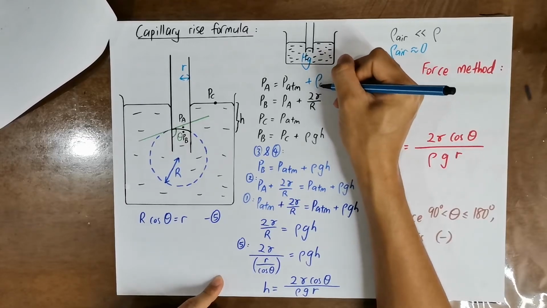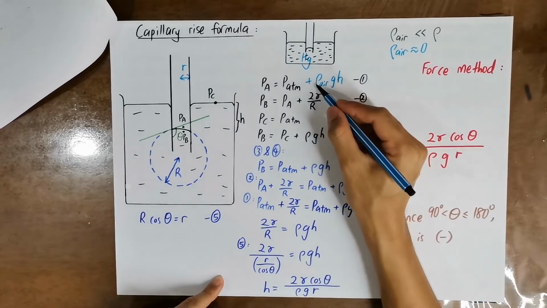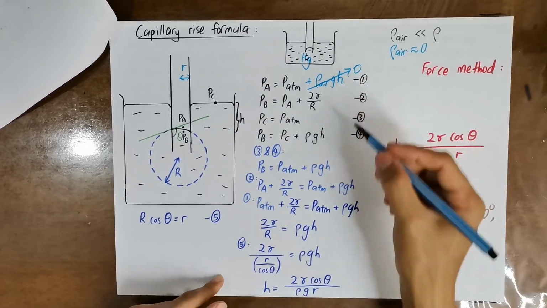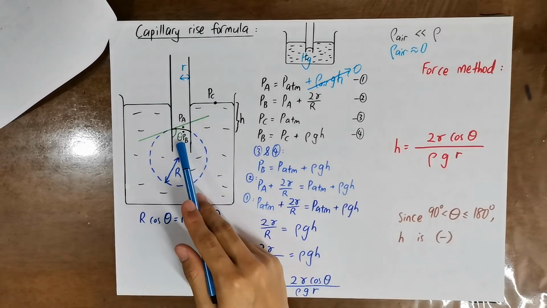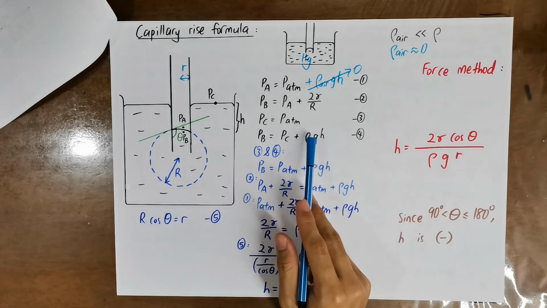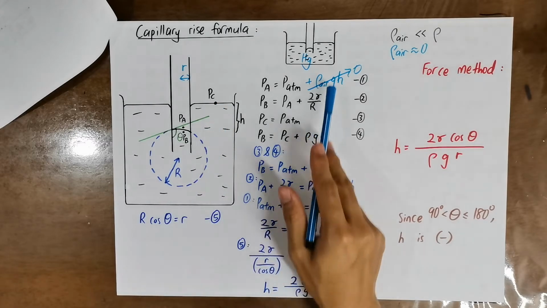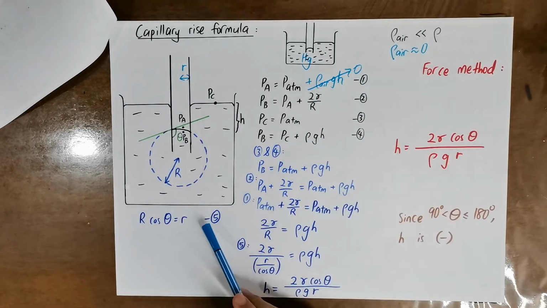Plus rho AGH, okay. But then this we just ignore, okay. This is negligible. And then remember, PB equals PC plus rho GH, okay. The rho here is the density of the mercury. And then you use all those 5 formulas, you can arrive at the exact same formula, okay.